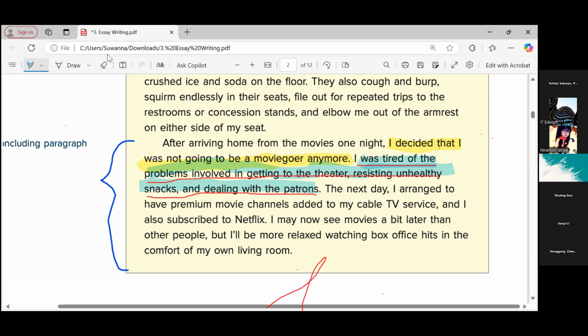So again, to recap, the first point of your conclusion is the summary of your thesis statement. And then in addition to your summary, you should also support it with your personal thoughts or your personal ideas, or your personal opinions. You follow? Are we clear?